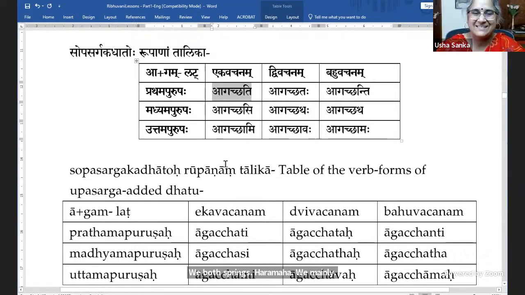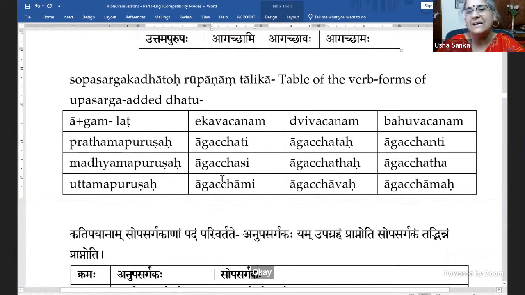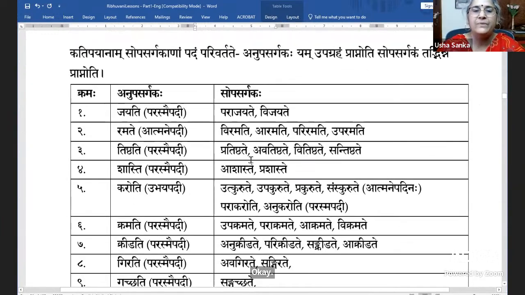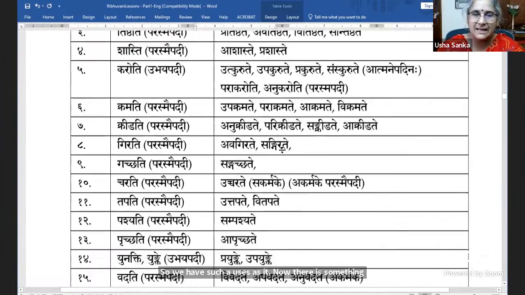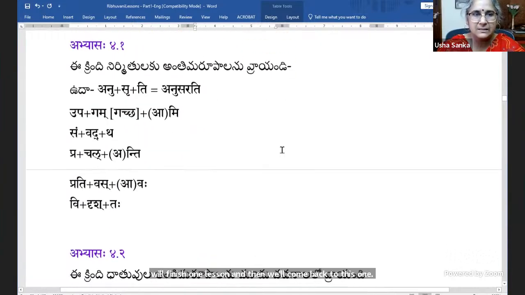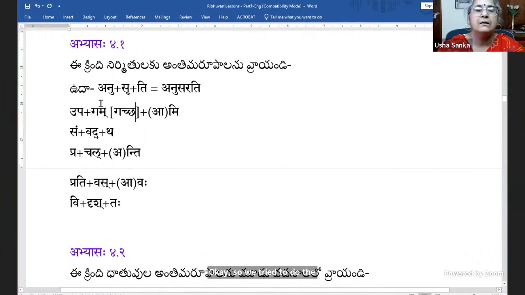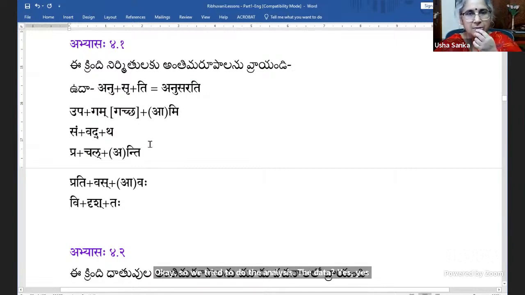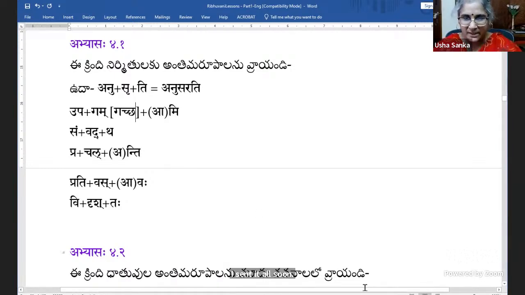Okay. Nice. So we have such usages in Sanskrit. Now there is something which I wanted to tell you, but not at this point. We will finish one lesson and then we'll come back to this one. So we'll try to do the abhyasas. Here there are abhyasas. Oh, I didn't write the English. I wrote it yesterday. I sent it also. Where did I put it? One minute. It is another file, I think. One minute.